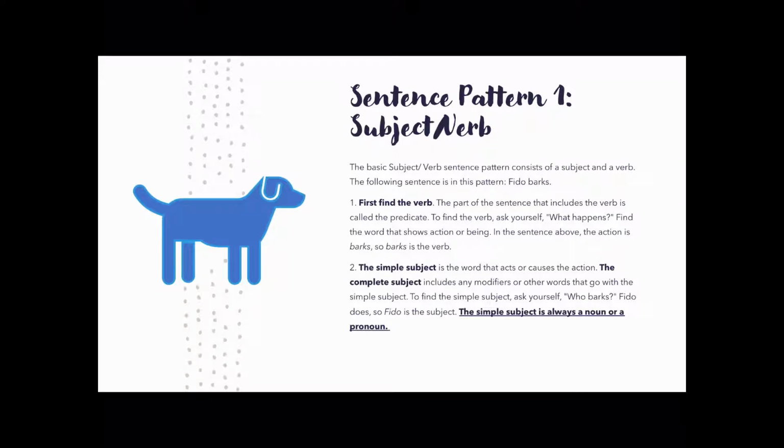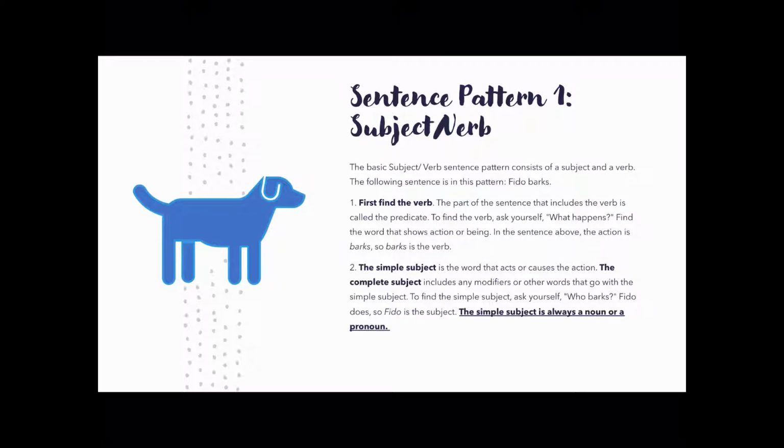The following sentence is in this pattern. Fido barks. First, you find the verb. The part of the sentence that includes the verb is called the predicate. To find the verb, ask yourself, what happens? Find the word that shows action or being. In the sentence above, the action is barks, so barks is the verb.